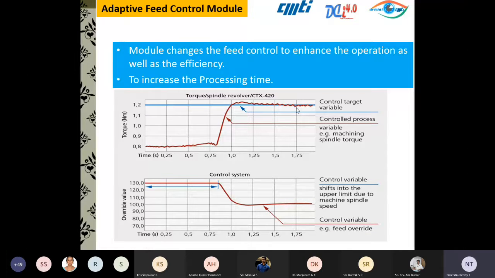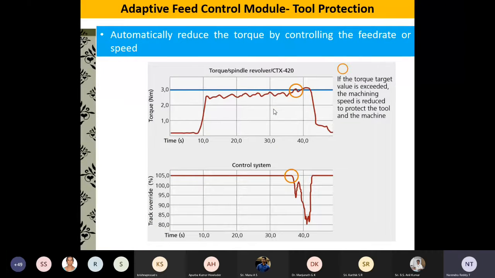This is very good for productivity requirements, because the operator can comfortably know what is the limitation for that particular process. And if you want to control tool production, you set a safety level. Suppose a tool breaks at 5 Newton meter, you put a safety level at 3 Newton meter. Whenever the cutting forces, which in turn lead to torque, touch 3 Newton meter, you reduce your overrides so that you can protect the tool. You can do it.